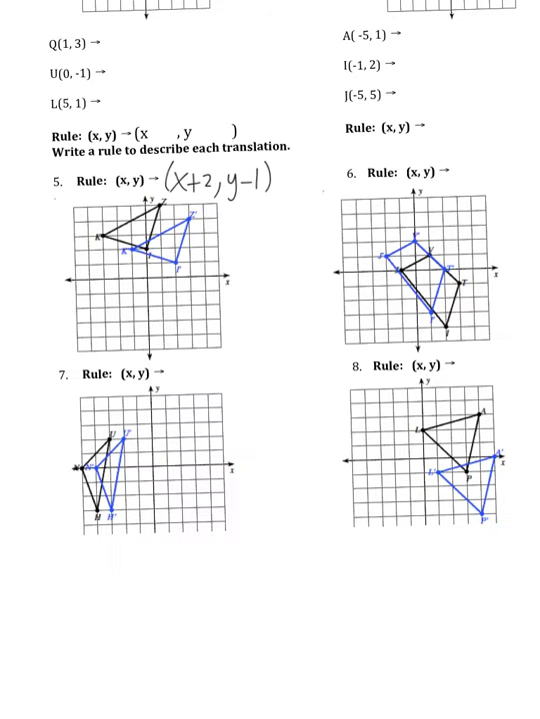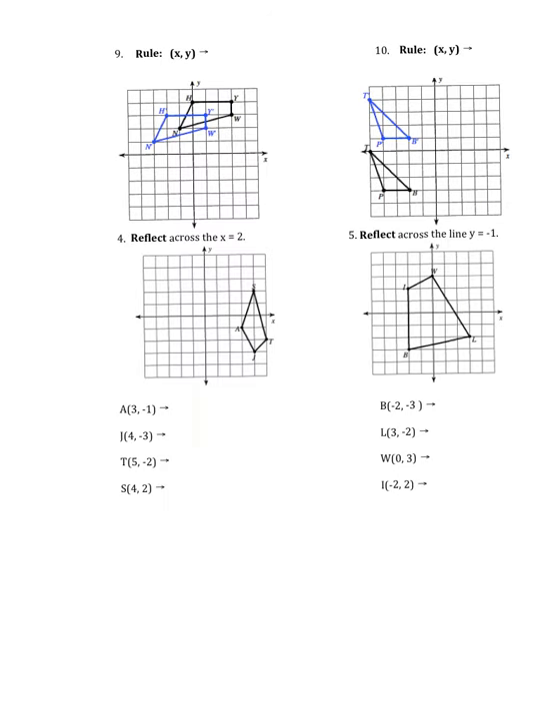What about number 6? The original is the black one again. Let's go to J. Left 1, up 1. V. Left 1, up 1. Left 1, up 1. So that's the rule, left 1, up 1. How do I say that? Left 1, so x minus 1, and up 1, so y plus 1.